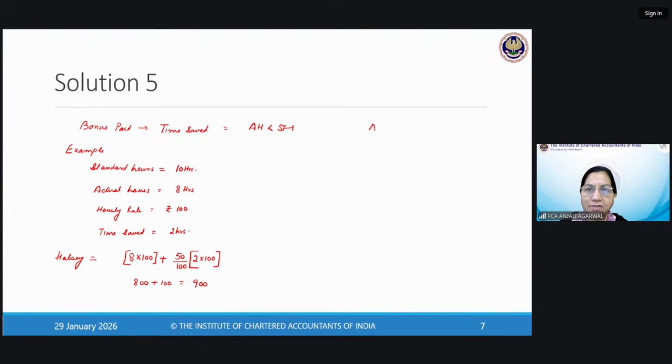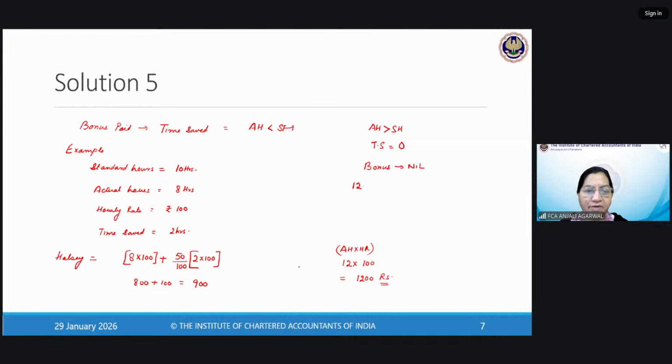Now, if you say actual hours are more than standard hours, that means time saved is 0. Then the bonus under both Halsey and Rowan plan is also nil. So let's say if the actual hours taken were 12, then the worker would be paid actual hours into hourly rate. Actual hours is 12 and 12 into 100, he will end up getting 1200 rupees.